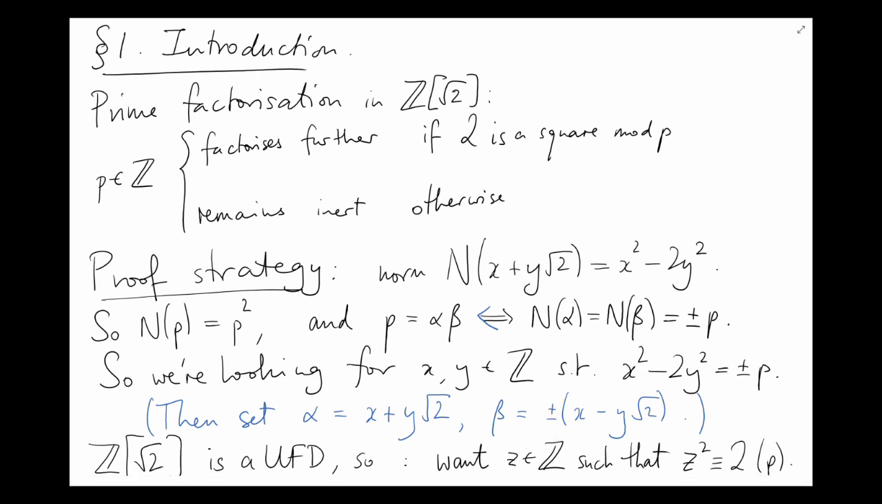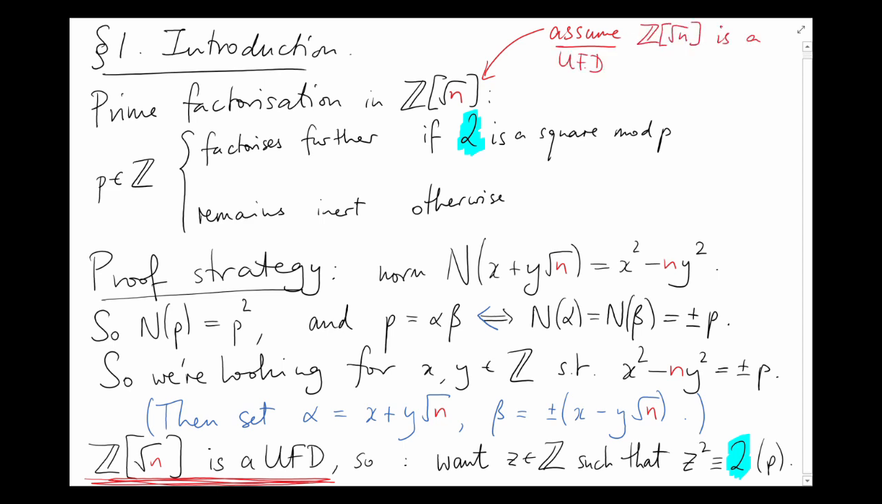Is there anything special about 2 in this proof? Could we just replace all of these instances of 2 with some other integer n in this proof to get a similar result? Well, let's try it inside Z adjoin root n. At one stage in our proof, we do need to assume that Z adjoin root n is a unique factorization domain. And also, just to be pedantic, let's assume that root n isn't an integer already. Okay, under these assumptions, our proof works exactly as before. p factorizes in Z adjoin root n if and only if n is a square mod p.